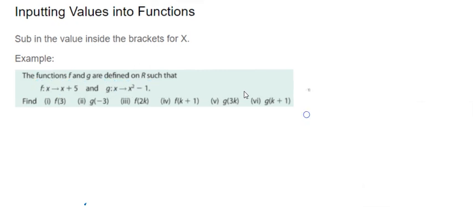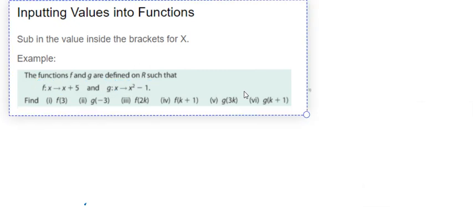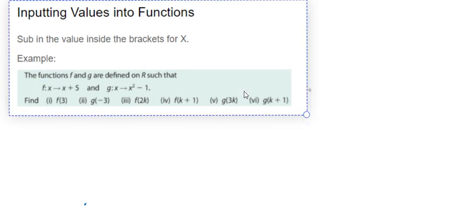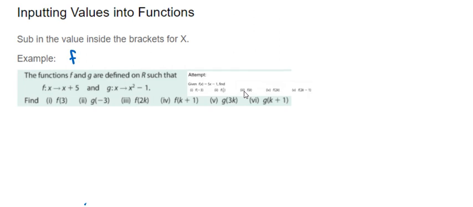These notations here, this f colon x and an arrow, that's the same thing as f of x and bracket x. So that's the same thing as f of x equals x plus 5. There's no difference at all, it's just different notation. And this here, that's the same thing as g of x equals x squared minus 1.